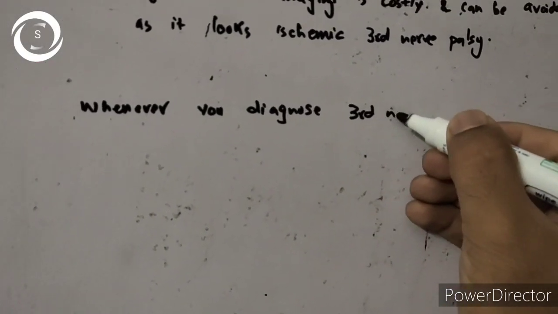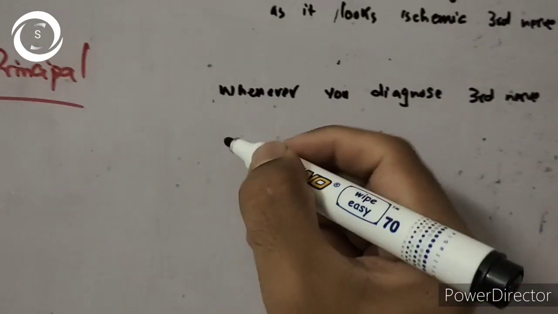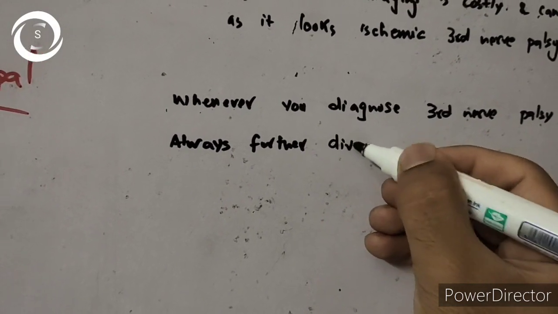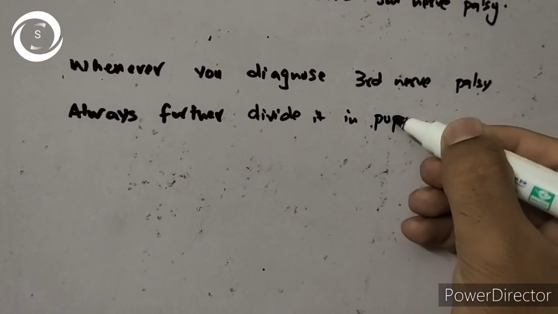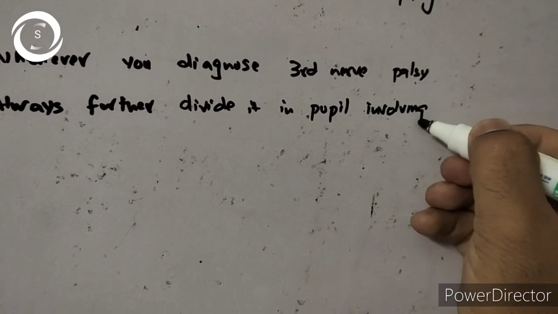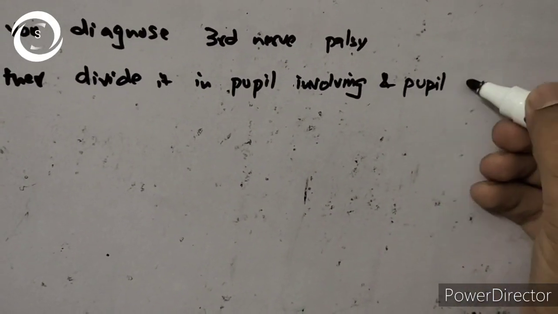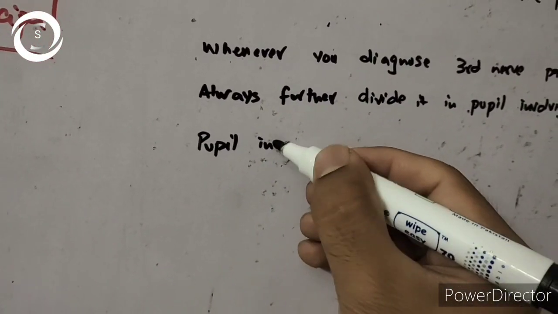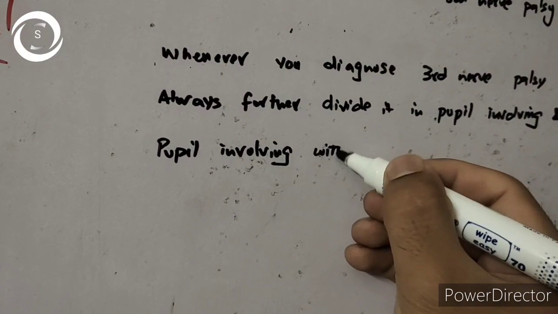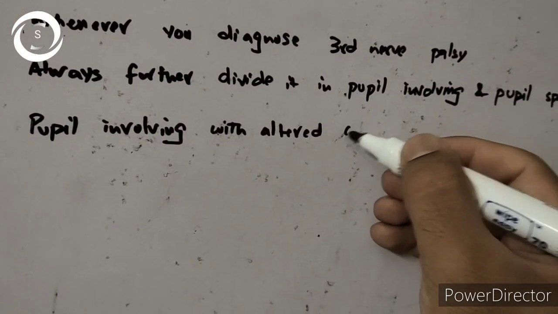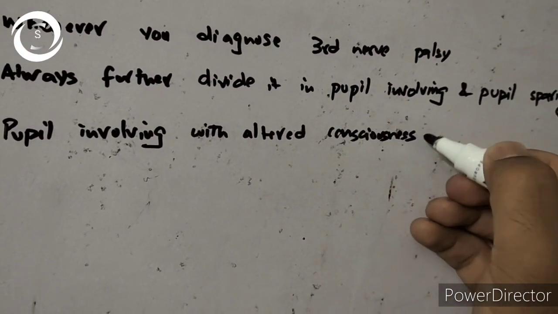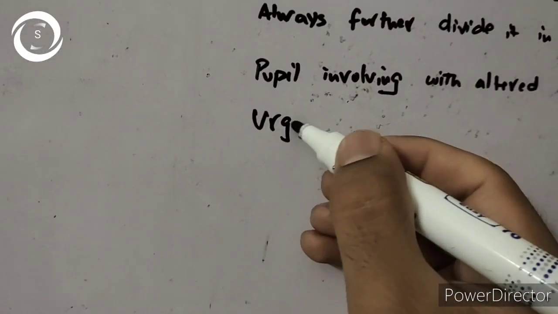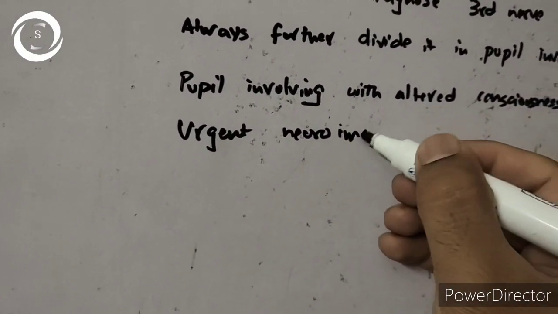And at the end, the fifth micro skill is teach a general principle. Whenever you diagnose a third cranial nerve palsy, always divide it into pupil involving and pupil sparing third nerve palsy. If it is pupil sparing, it is ischemic and you don't have to worry. But if it is pupil involving, the pupil is not reacting, then it's an emergency, and urgent neuroimaging and neurosurgical consultation should be done. So that's a general principle.